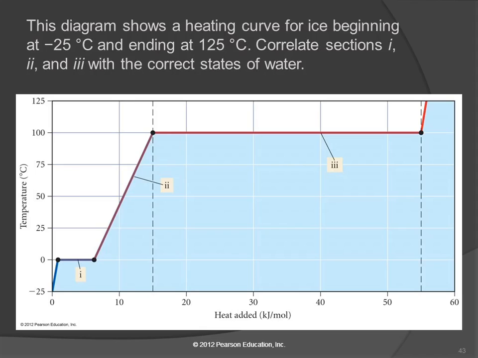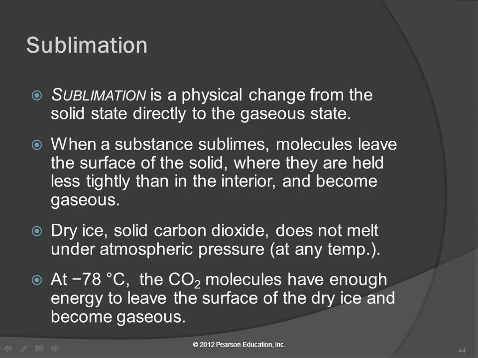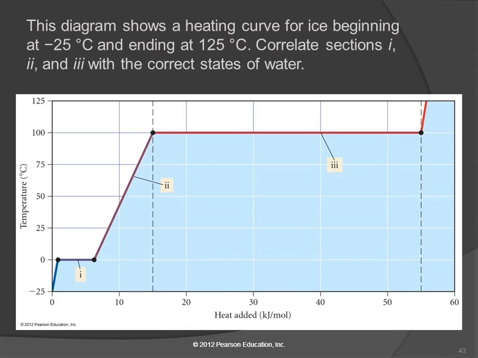Here is a heating curve for the whole temperature range from minus 25 to plus 125 degrees Celsius. Okay, so down here, we're heating water. This is a diagram showing a heating curve for ice, and it says correlate sections I, II, and III. Why couldn't it be A, B, and C? With the correct states of water. So let's do that and make sure we understand what this heating curve means.